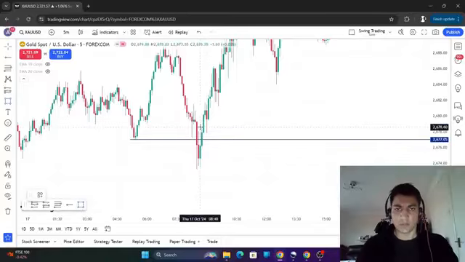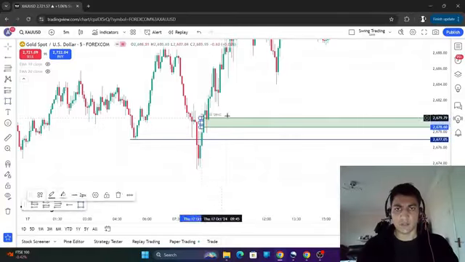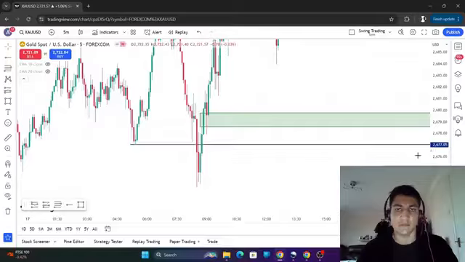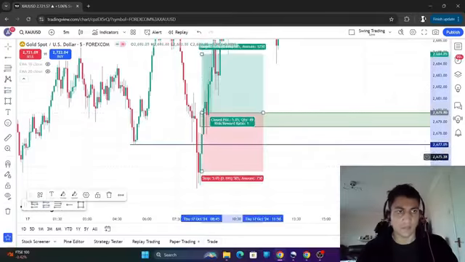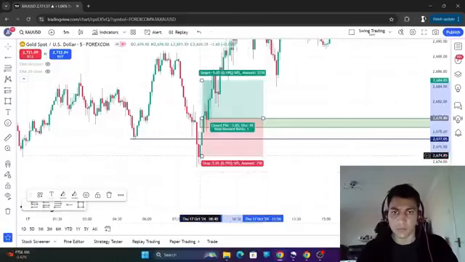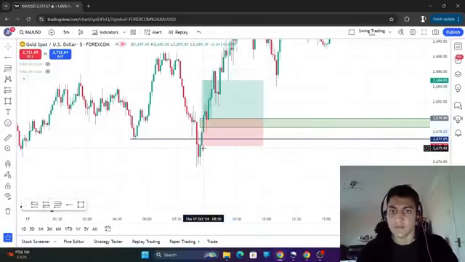What you're going to do is you mark it out like that, nice and easy. You can enter right at that fair value gap there, because that's what I would do. I'd enter right at this fair value gap, like that. My stop loss would be at the low of the candle that causes the fair value gap, right?